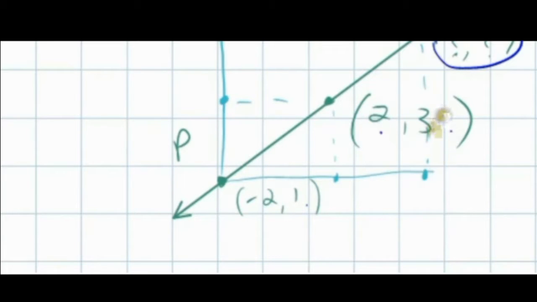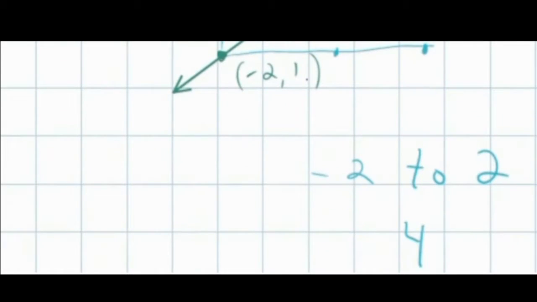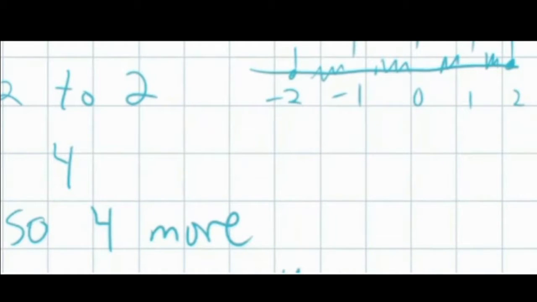But we do know that the midpoint is (2, 3). So to get to the final answer of Q, I've drawn a bit of a number line here. Here we have -2 and 2. Those are values on the x-axis, because remember that a coordinate pair is given to you in the x, y form.